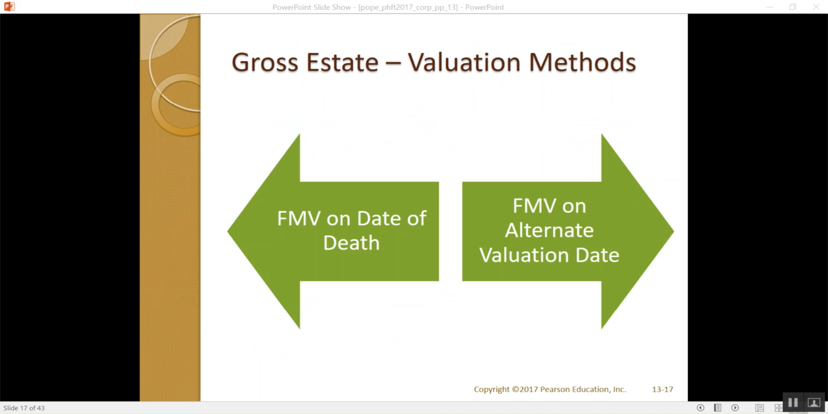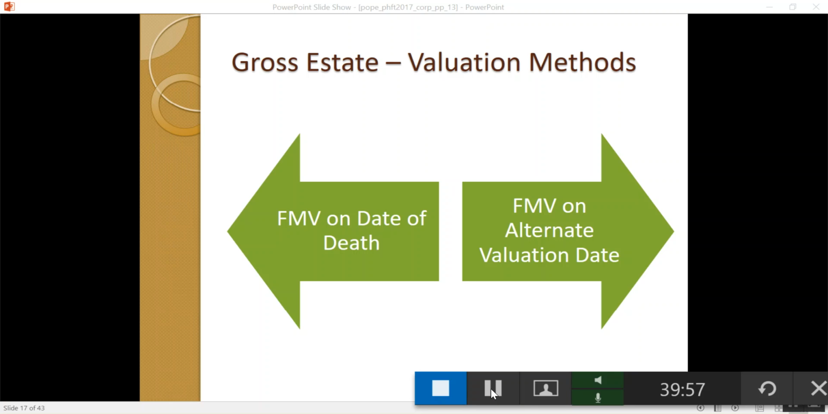These slides are kind of a tiny bit backwards. Now we're going to cover how to value the gross estate, and that part of the chapter is actually, at least in my book, covered before everything that we just covered for the last 30 minutes or so. So the rule with regard to valuing the gross estate is that whatever the fair market value is of the gross estate, that's the value of the estate. Now you can actually elect to use the fair market value on the alternate valuation date.